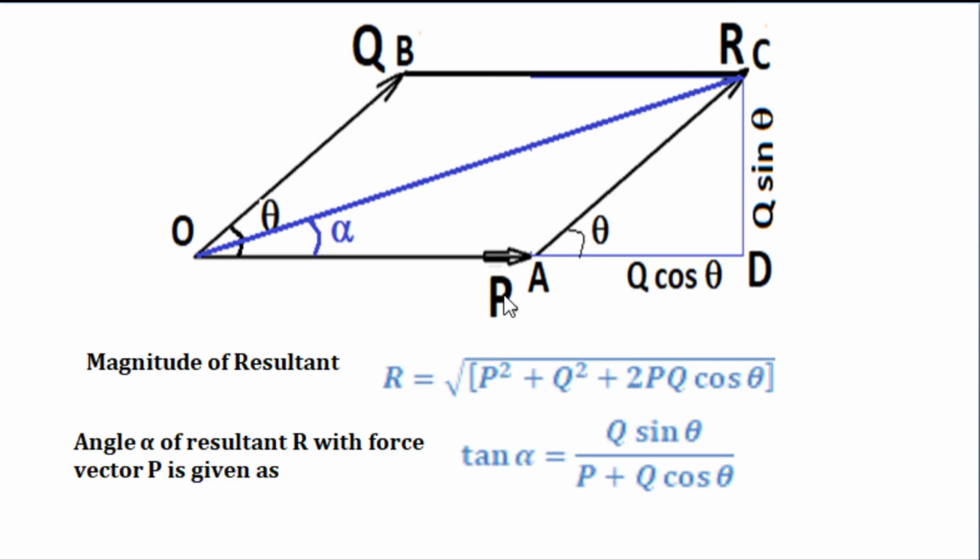So as per parallelogram of forces, if two forces P and Q have an angle theta, then their resultant has a magnitude square root of P square plus Q square plus 2PQ cos theta, and the angle alpha which resultant makes with force P is given as tan alpha equals Q sin theta divided by P plus Q cos theta. So here we have 5 unknown parameters P, Q, R, theta and alpha, and we have two equations. So out of 5, if any 3 parameters are given, we can find out the other 2, and we will solve such numerical problems in our next video.